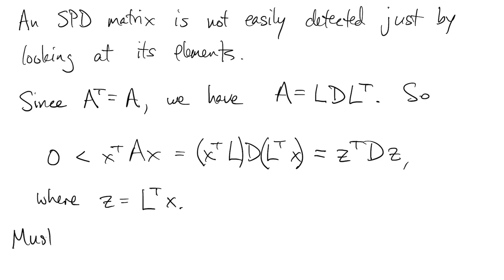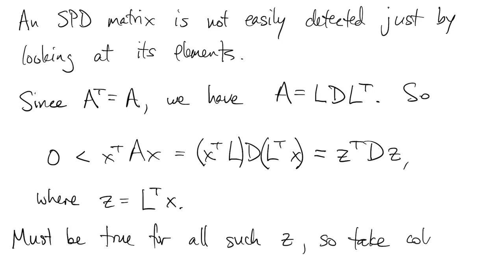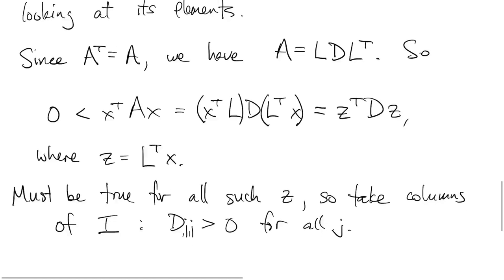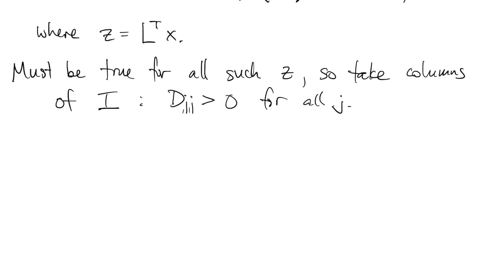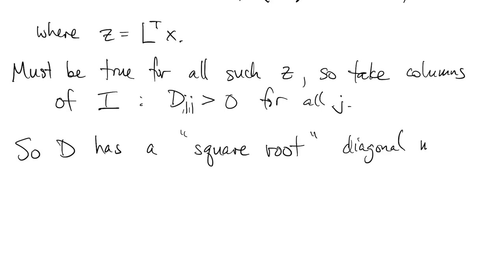This inequality is supposed to be true for all different x, so it ought to be true for all z as well. If we choose z to be each of the columns of the identity matrix, we find that all the diagonal entries of D have to be positive. That's a necessary condition for an SPD matrix. It's not sufficient. But it does mean that this diagonal matrix has a very simple square root form, which is something that not all matrices have.